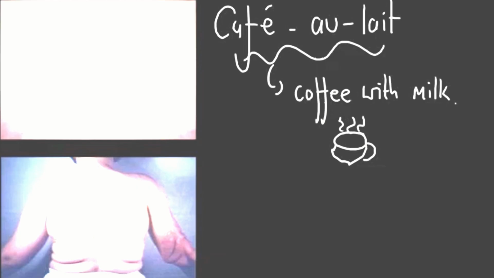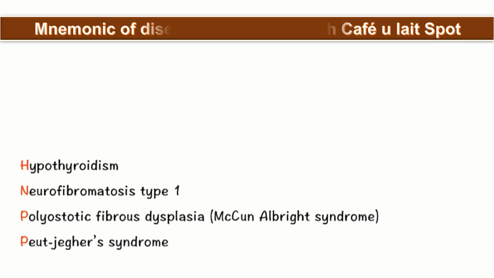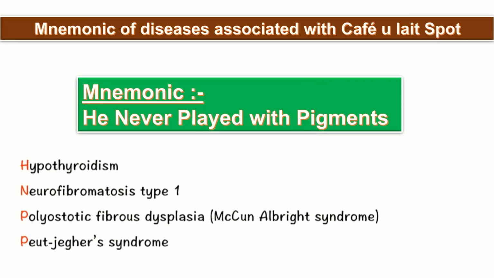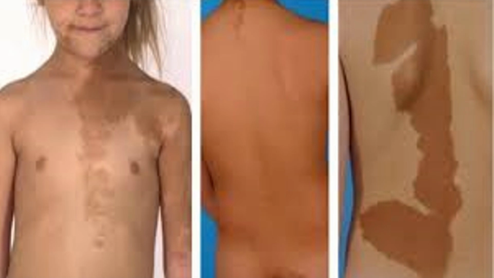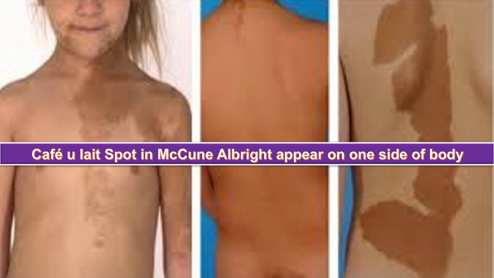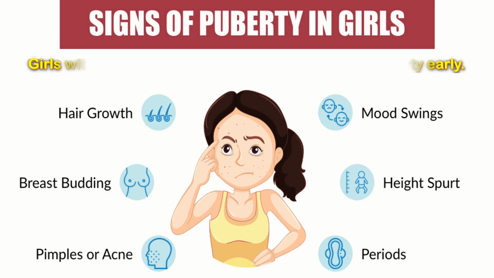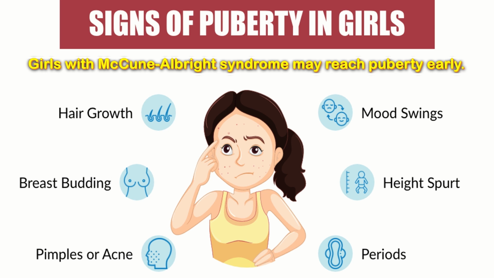Here we have a mnemonic of diseases associated with cafe-au-lait spots. The mnemonic is "He never played with pigments," which means hypothyroidism, neurofibromatosis type 1, polyostotic fibrous dysplasia in McCune Albright syndrome, and Peutz-Jeghers syndrome. Like the bone lesions, the cafe-au-lait spots in McCune Albright syndrome may appear on only one side of the body. Girls with McCune Albright syndrome may reach puberty early.